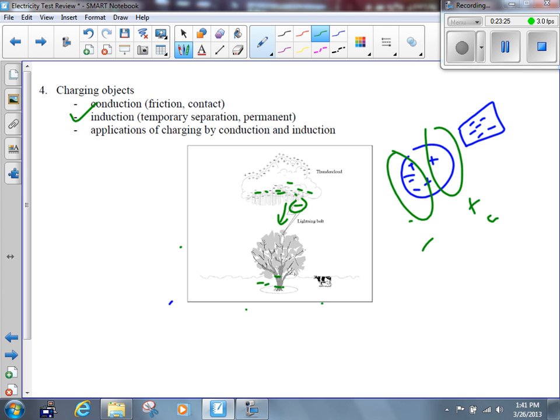It's going to become negative, right? Because you've just transferred electrons down to the tree and down to the ground. What's that? Charging by what? That's charging by conduction, because you're transferring charges, physically transferring charges.